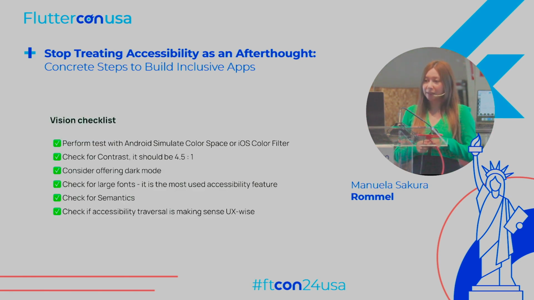I made a vision checklist that you can use to check for screen reader experience. So first of all, perform tests with Android Simulate Color Space or iOS color filter, check for contrast, consider offering dark mode, check for large fonts, also check for the semantics with the screen reader, and also check if your accessibility traversal is making sense UX-wise. This is the order in which the widgets are read out with the screen reader.